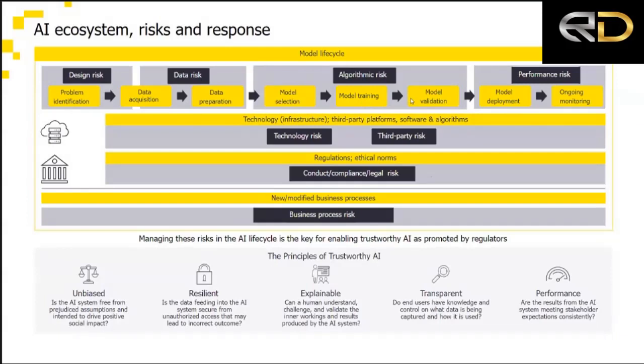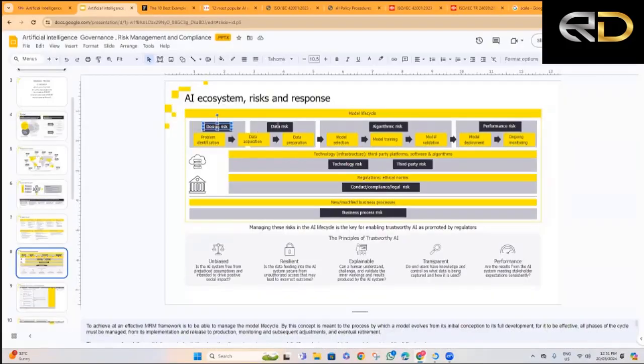So these are the four primary risks in every AI model. These primary risks can be a source of technological or third-party risk, which can also become a compliance or a legal risk, which can eventually affect the whole organization. This is basically the business process risk. So at this point, let me show you examples of the consequences of data or design risk.